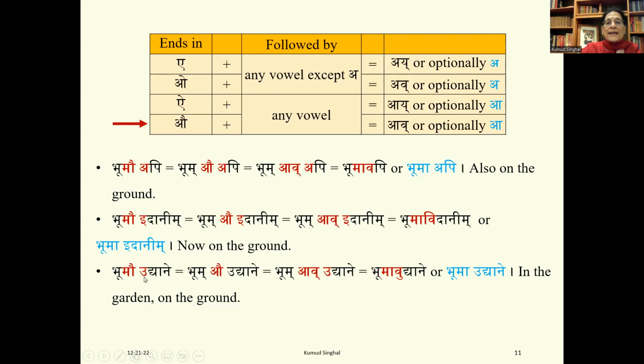Bhumau udyane, on the ground, in the garden. So au followed by u. So again av and u. So it will be bhuma udyane, right? Va and u will be vu, or bhuma udyane. So in the optional case, bhumau becomes bhuma.